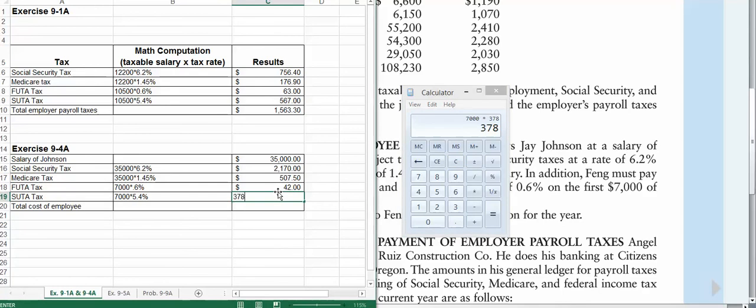And just to give you a heads up, the FUTA and SUTA amounts are going to be the exact same amounts for your homework because it's the same problem. You're still taking the 7,000 times 0.6% and the 7,000 times 5.4%. And so then we're going to want to total everything. So Johnson is worth $38,097.50 to his employer.